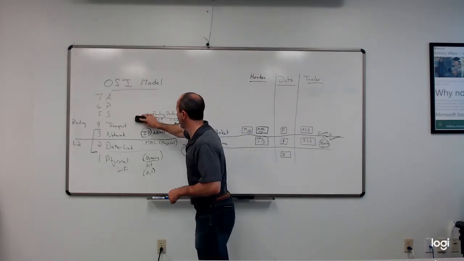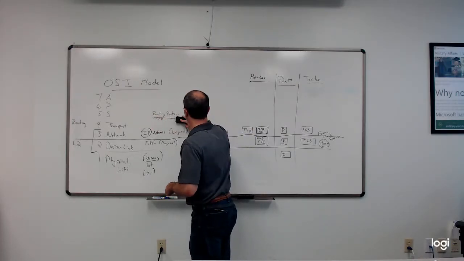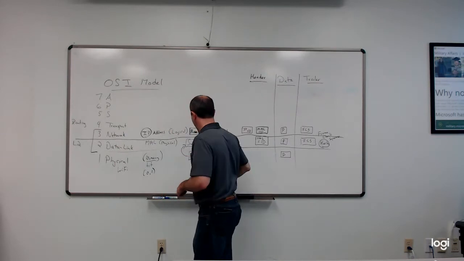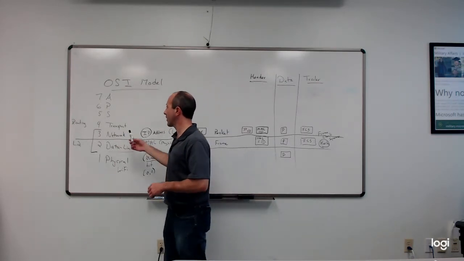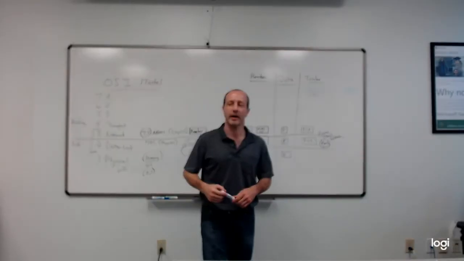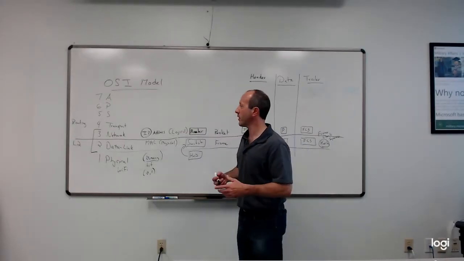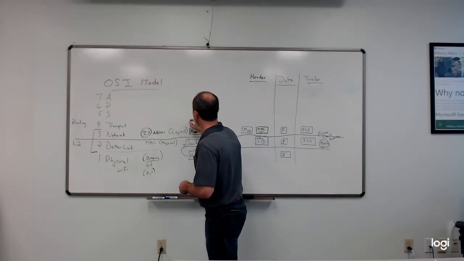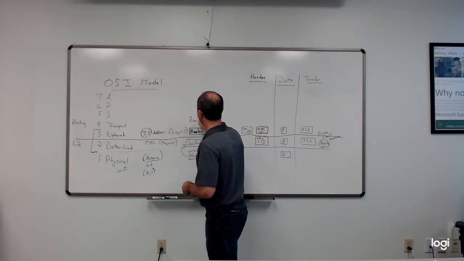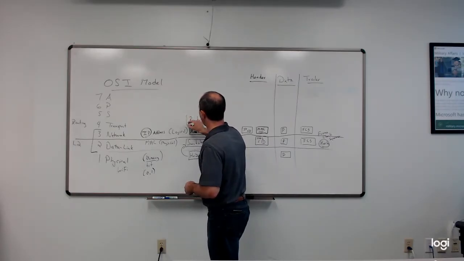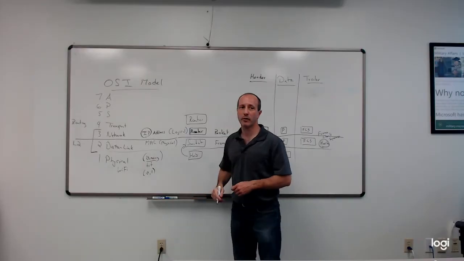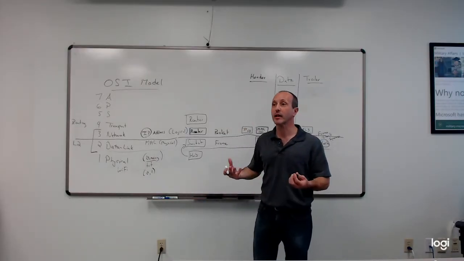All good so far? Now, I said that routing occurs at the transport layer because we have something that works with the router. We have something called routing protocols.